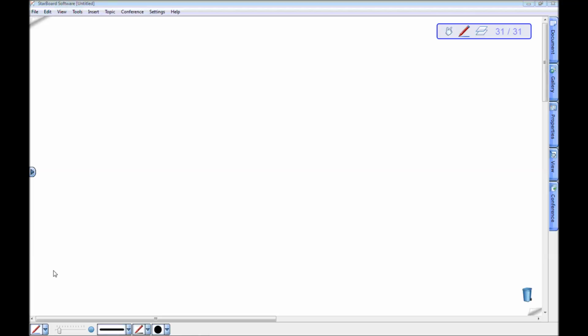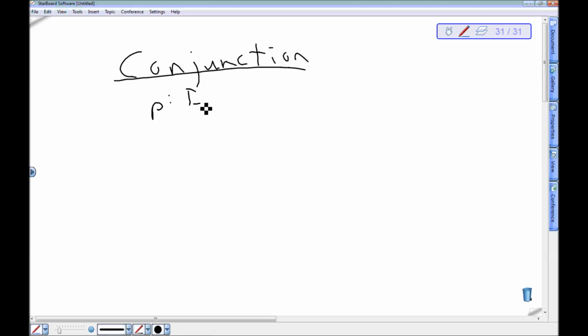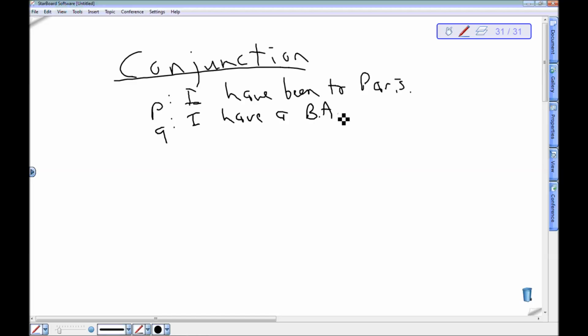Let's try to reason through what the truth table for the conjunction should look like. Let's just make up a couple statements and run through what it would mean to say P and Q. So let's say P is, I have been to Paris. Fancy. And let's say Q is, I have a Bachelor of Arts degree in English composition.